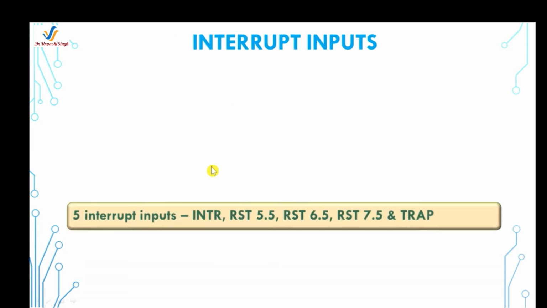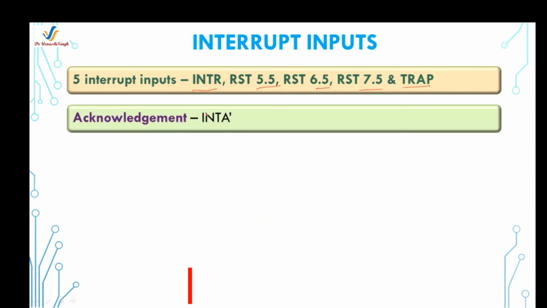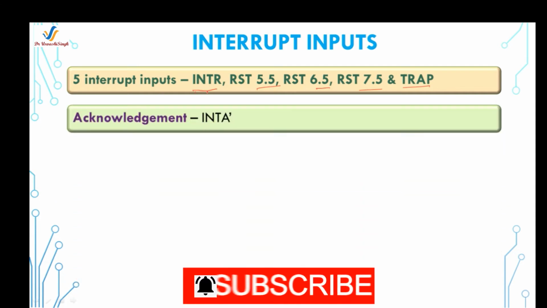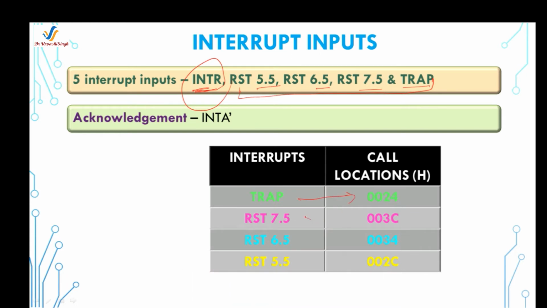So there are 5 interrupt inputs. These are INTR, RST 5.5, 6.5, 7.5 and the TRAP. Apart from these inputs, there is one output, that is the acknowledging signal INTA bar. Except this INTR interrupt, the rest of the interrupts are vectored, which means that a predefined memory location is assigned to these interrupts, and when the signal arrives, the control is transferred to these memory locations.